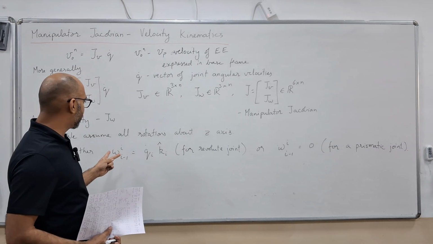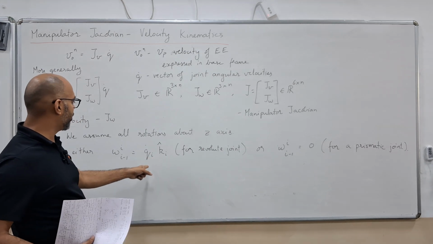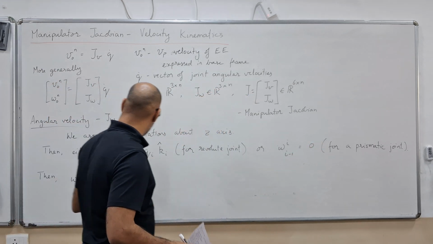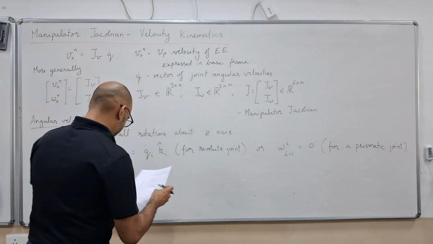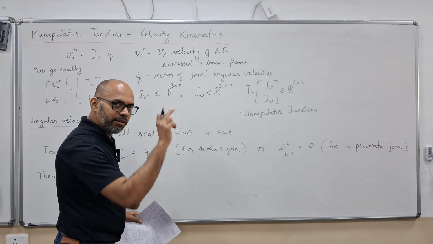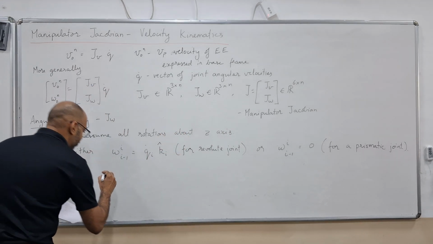And the other thing to add here is the fact that when you have a revolute joint, you have this, but when you have a prismatic joint, you have 0. You want to build that into the same expression. So for that we will add a multiplier called rho. So let me write this down, and it will make sense to you.